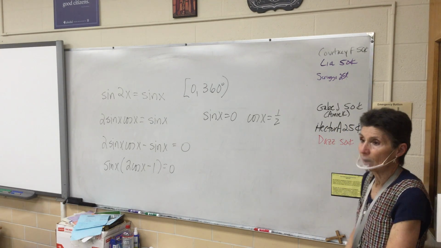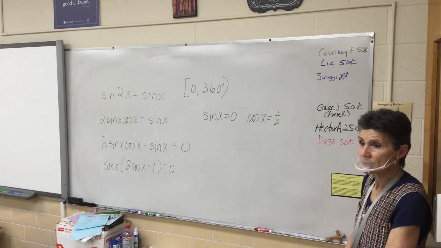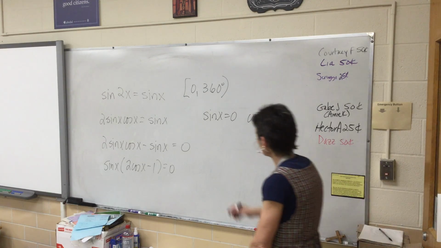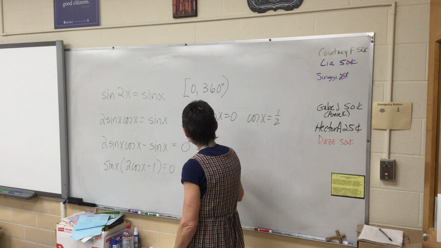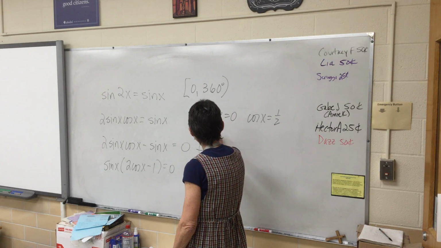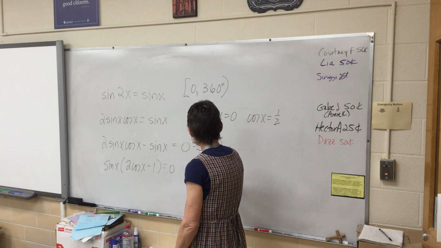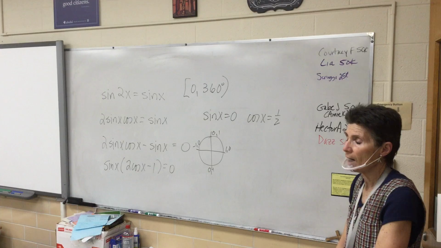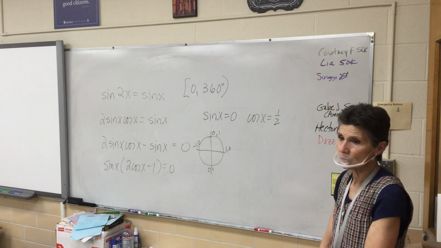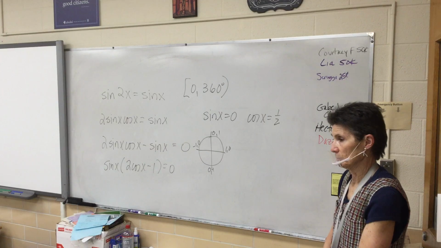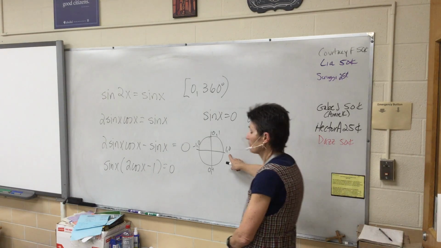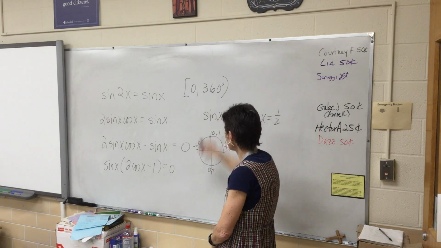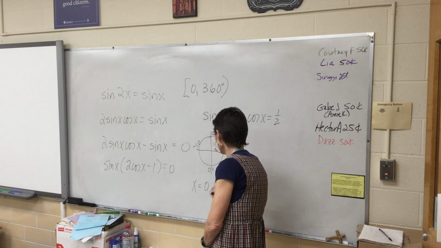Now, tell me about 0. When somebody says sine or cosine or tangent equals 0, what do I have to think about? The circle. So I'm going to think about the circle, all around the circle. What variable is sine associated with? Y. So where around the circle is y 0? Right here and right here, right? So those two answers in degrees are 0 and 180.